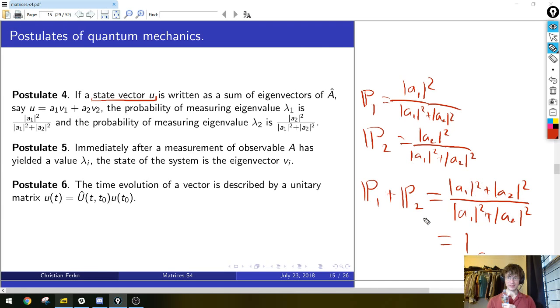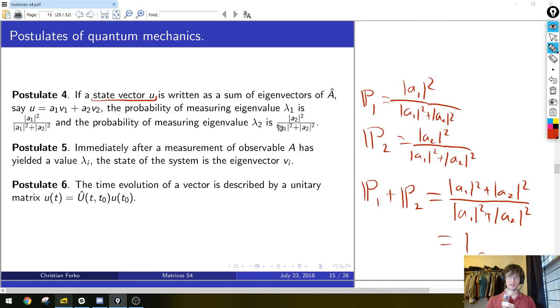So that makes sense. The probabilities should add to 1 because you must get either one or the other. It's like flipping a coin. Even if it's an unfair coin that gives heads 70% of the time, if you add 70% heads plus 30% tails, you had better get 1, because either one or the other happens. So that's why we do that.